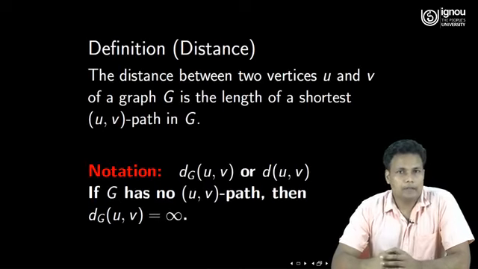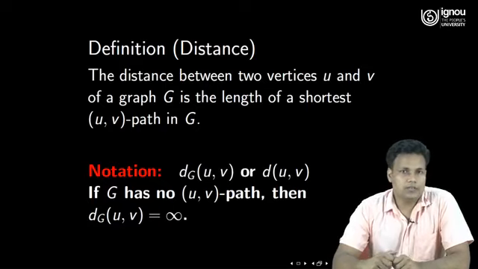You know that between any two vertices of a graph there can be several paths that join them, and we are interested in those paths which are shortest, which have the smallest length. So the distance between any two vertices u and v of a graph G is the length of a shortest uv path in G. That means the length of the shortest path that joins u and v.